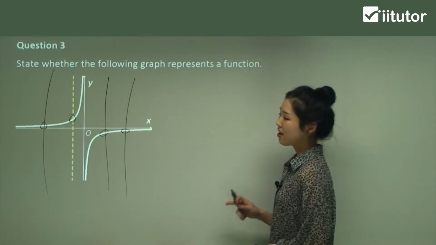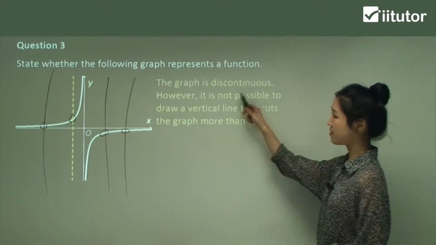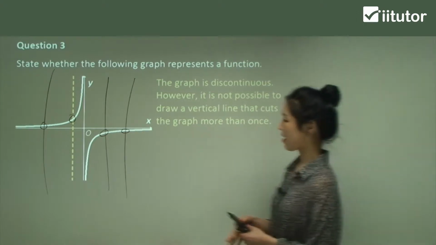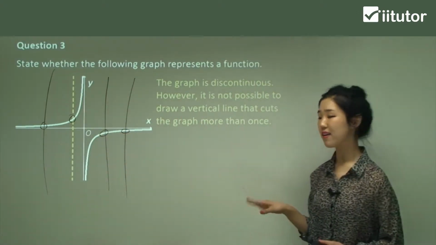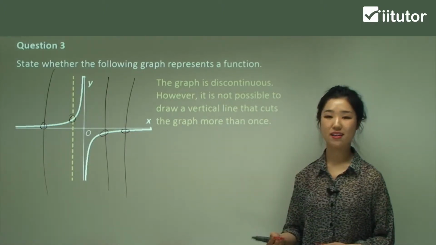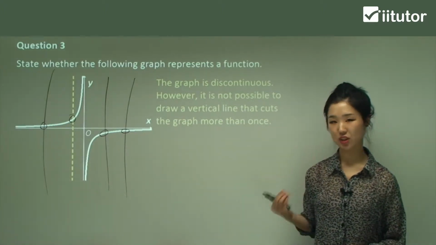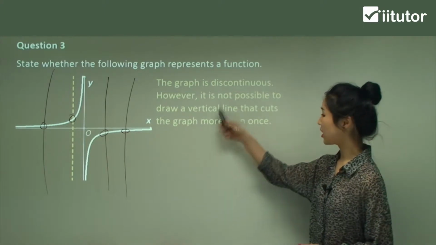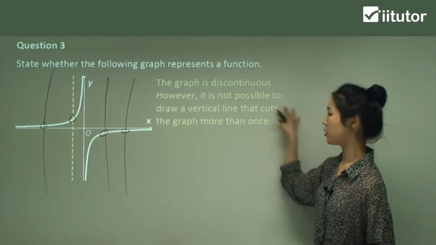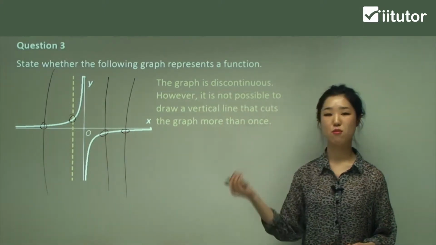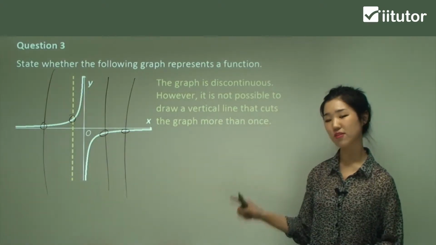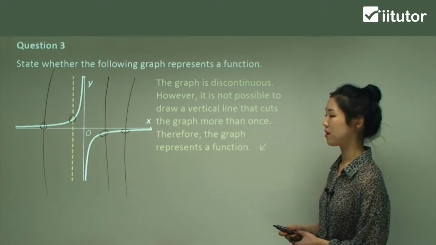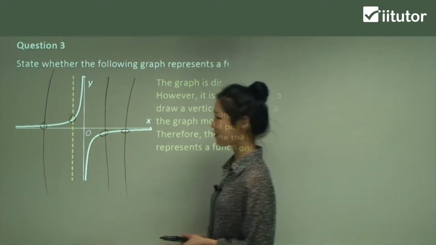Okay, now you should notice that this graph is discontinuous. Okay, see how it's got asymptotes here? So it's discontinuous, but all we need to worry about is that vertical line and whether it touches it more than once or not. So it is not possible to draw a vertical line that cuts the graph more than once. Okay, so basically this graph only cuts once, therefore it represents a function. Okay, so very, very simple.